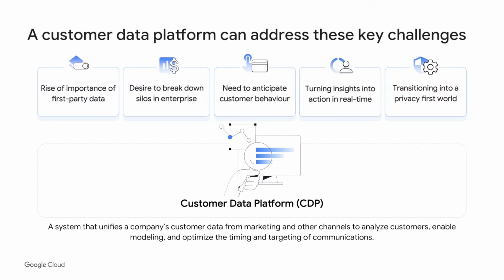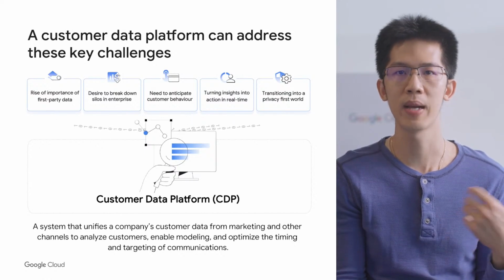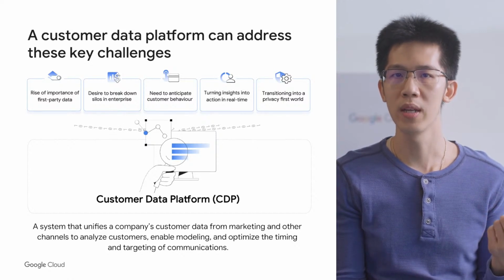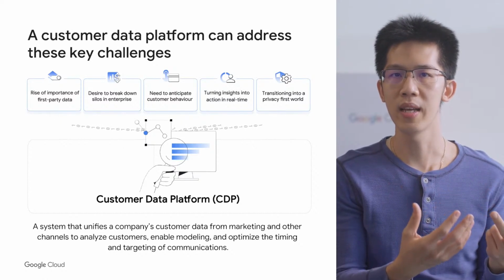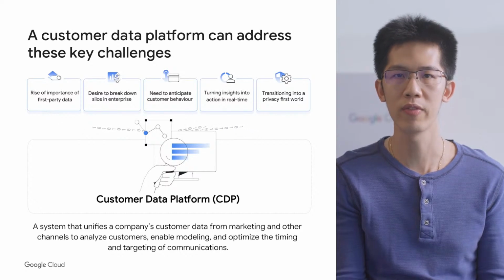While the exact name and definition of this centralized platform is not very well defined, some might prefer to call it Customer Data Platform or CDP, some might call it Customer 360. It is important to recognize the functions and capabilities of the platform. First, it has to unify first-party customer data across marketing and other systems. Secondly, to analyze and enable the modelings of consumer behaviors. And last, turn this modeling of insight into actions by optimizing the timings and targeting of the communications with the customers.